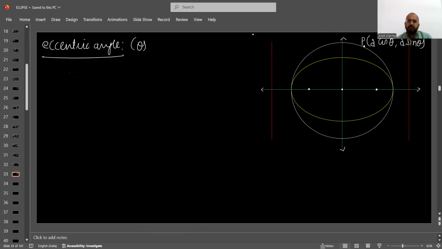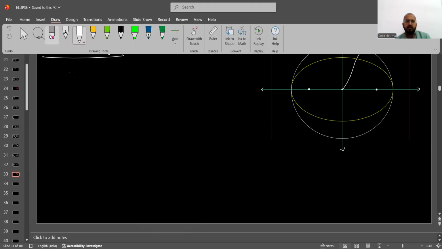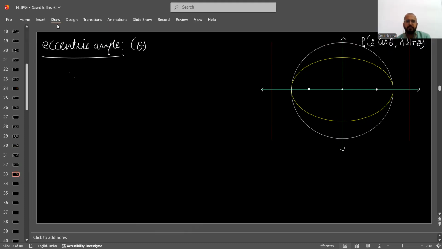Now, theta is nothing but the angle which the radial vector of the auxiliary circle makes with the positive x-axis. So this is the radial angle, theta. This theta is called the eccentric angle, because now we are going to get the parametric forms using this theta. This theta is not just on the ellipse, it is on the auxiliary circle of the given ellipse.